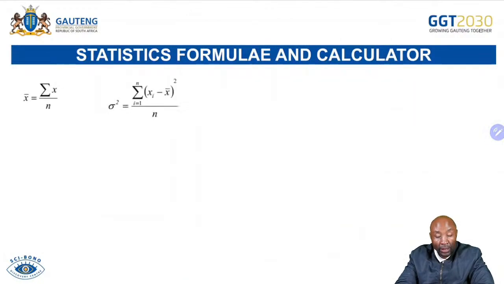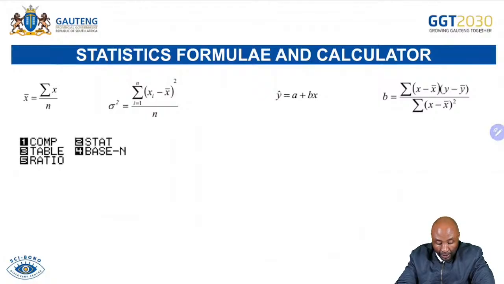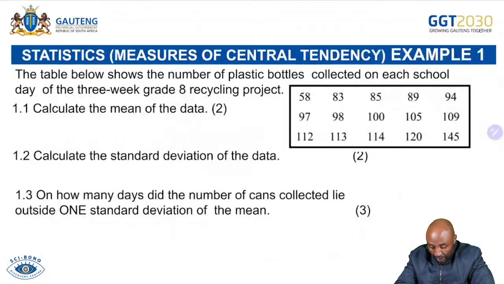Now, let's look at the formulas that we have on our formula page. These are the formulas for statistics. When we are using our calculators, we must be in the statistics mode, and we choose the one variable statistic. We enter our data items and we are able to calculate whatever we're asked to calculate.